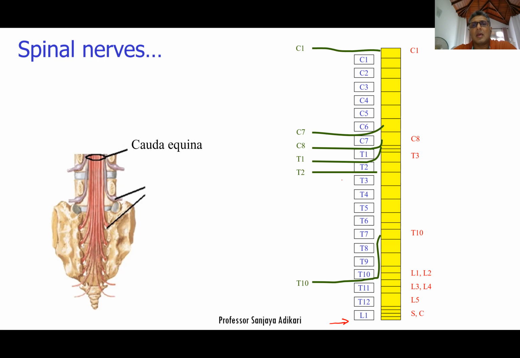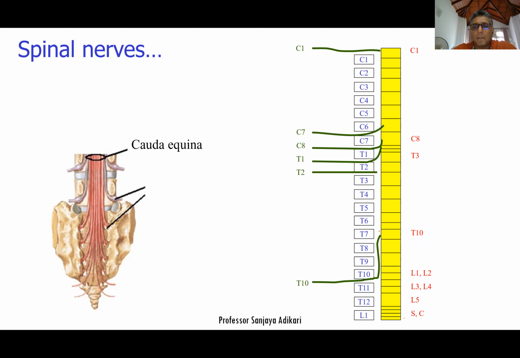Now because of the shortening of the spinal cord, when you go down, you can see that here the T10 spinal nerve has to come down through the subarachnoid space down to the T10 level, below T10, to the T10 and T11 intervertebral foramen for it to come out. Because it cannot come out through another intervertebral foramen. It has to come to its respective intervertebral foramen. So this is an important point.